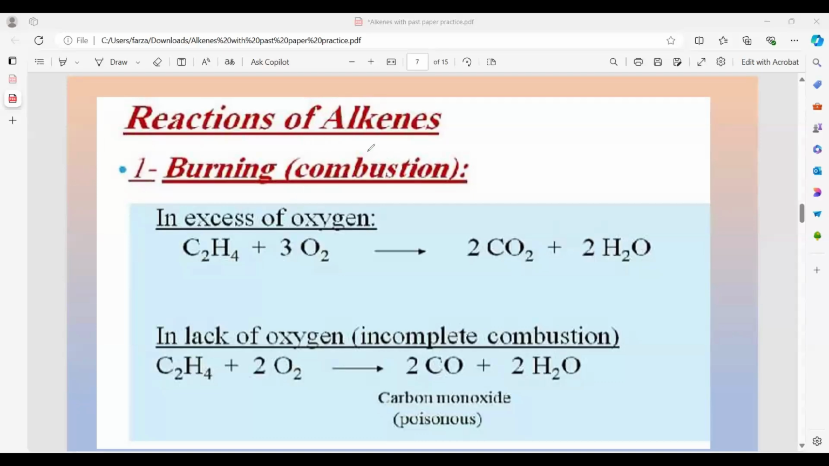In common with all hydrocarbons, alkenes burn in air or oxygen to give carbon dioxide and water. For example, this is the reaction. So it gives carbon dioxide and water, but this isn't a reaction anybody would ever choose to do because alkenes are much too useful to waste them by just burning them. But you should know that when there is a lack of oxygen, the alkenes give carbon monoxide, which is poisonous.